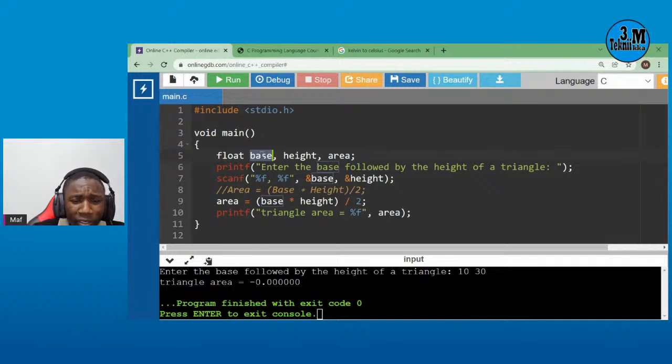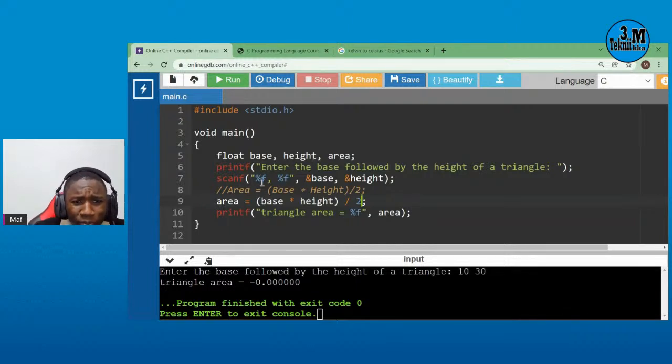We have the base, then we have the height, then we have the area. So we multiply the base by the height and divide it by this, and we have minus blah blah blah. No, that's not good. We have to find where the problem is. We have to debug this. Debugging is finding the problem, the bug or the error of a program. This is what we're gonna do.